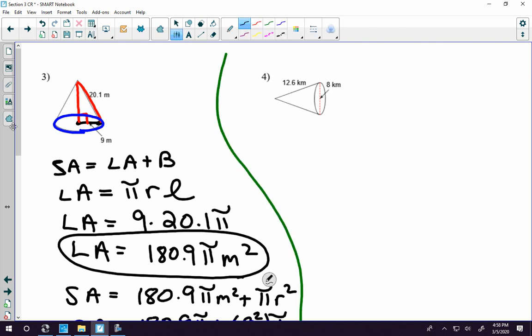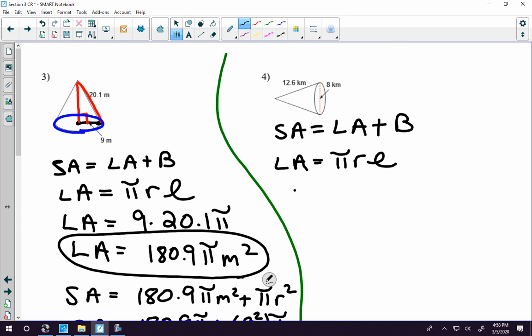Number 4, it's a cone. Again, the surface area is found by taking the area around the cone, known as lateral area, plus the area of the base. If we're finding the area around a cone, it's going to be pi times radius times slant height. In this case, the radius length is 4. Why is it 4? Because 8 kilometers is the diameter of the circle, therefore the radius is half of the diameter, times the slant height of 12.6 pi.